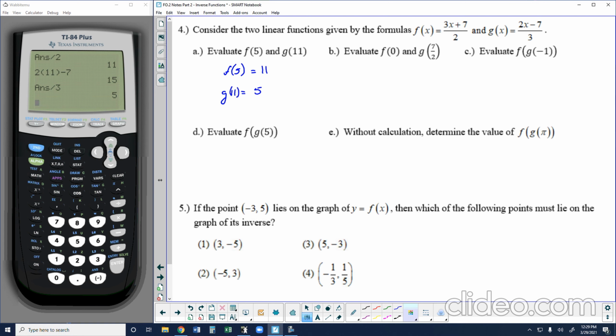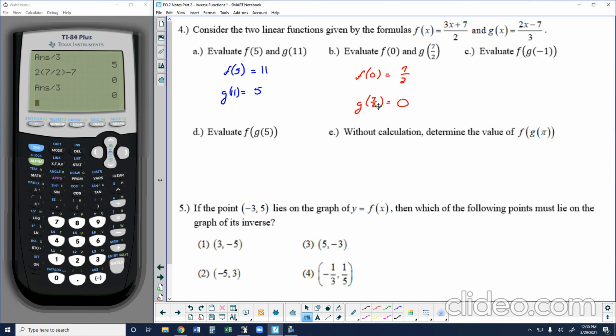In part B, it says to evaluate f of 0. We could do that in the calculator if we needed to, but this would be 3 times 0 plus 7, which is 7 over 2. Then in g of x, it tells us to evaluate g of 7 over 2. So 2 times 7 over 2 minus 7, and this all divided by 3 would be 0. So again, you might have been able to get to this without actually typing into the calculator. But again, we see the x value from f is the y value on g. Conversely, the y value from f is the x value from g.